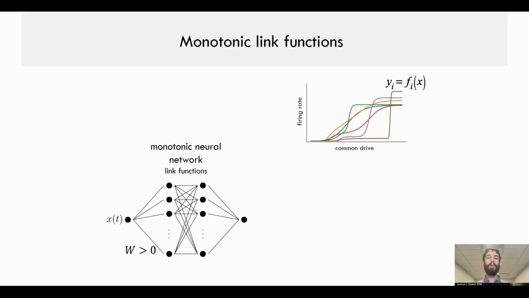And so the way we'll parameterize these link functions in a flexible way, but where they're still monotonic, is using monotonic neural networks. So it'll be this kind of feed-forward neural network, but where all the weights are constrained to be positive, which means that as X, the input, increases, the output will increase as well. And then we'll feed this through this kind of rectified linear unit because all firing rates are positive to get our output.